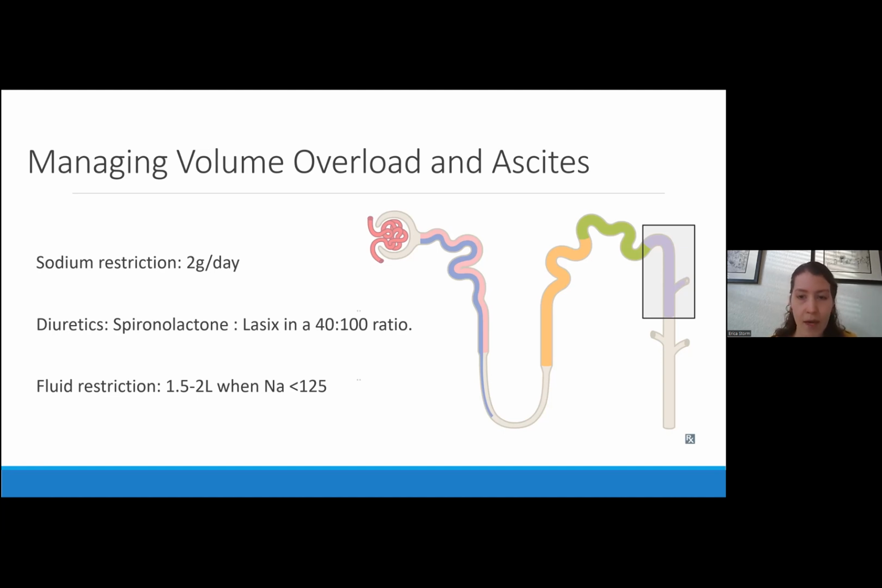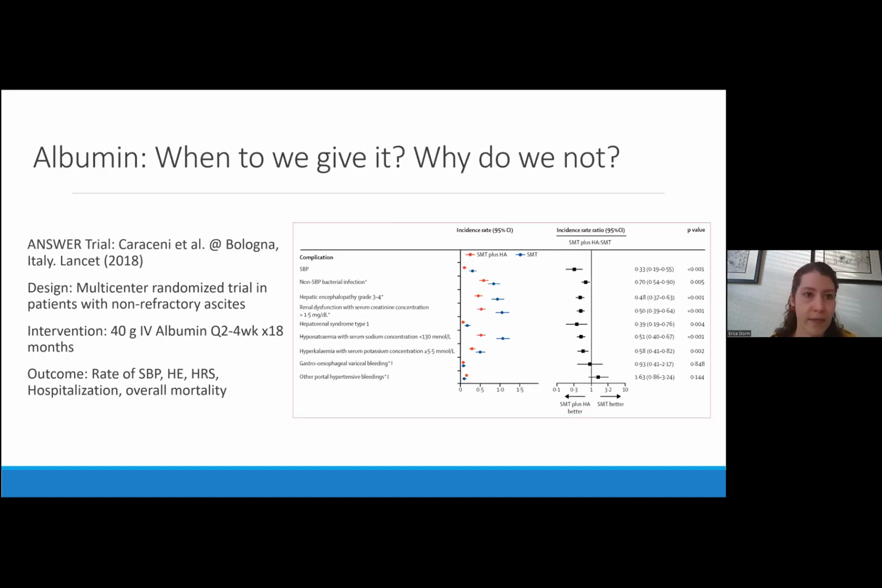Okay. The last thing that I talk about, because I think it's pretty common to get confused, is albumin. And when do we give it and why do we not? A very low albumin in cirrhotics has a pretty poor prognosis. For every 1 gram per deciliter drop in serum albumin, you have a mortality increase at like 5 years of 137%. So we've been studying this since the 50s of like, well, if it has such a poor outcome, why don't we give some albumin back and see what happens?